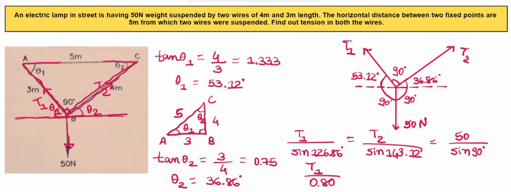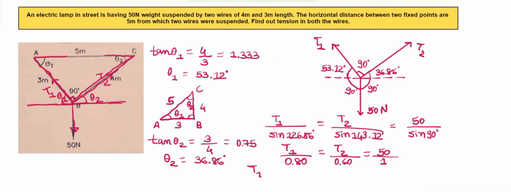T1 upon 0.8 is equal to T2 upon 0.6 is equal to 50 upon 1, as sine 90 is 1. Now let's just compare this. T1 is equal to 50 into 0.8 and T2 is equal to 50 into 0.6. So we get T1 equal to 40 Newton and T2 equal to 30 Newton.